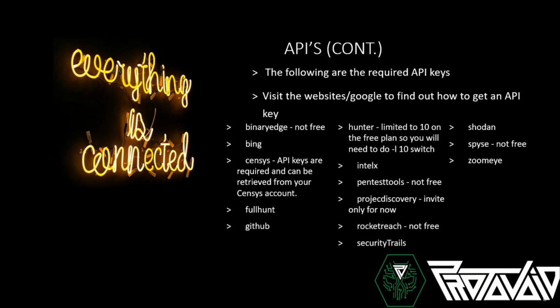On the screen here, you'll see a bunch of different names of either companies or tools. These are all the required API keys for theHarvester. I'm not going to go over how to use them all or get them all. Just go to Google, go to the website if it's a website like GitHub or Shodan or ZoomEye, things like that. And usually you can search for the API key or how to get one.